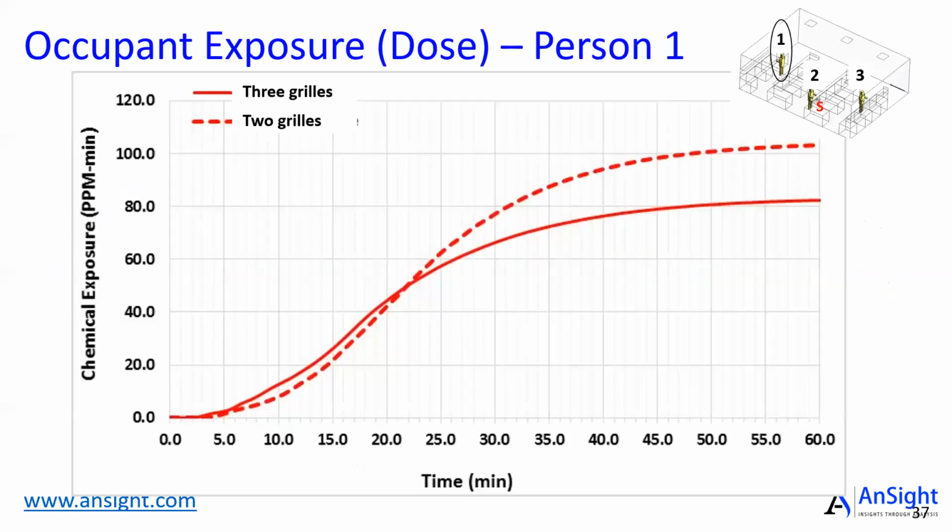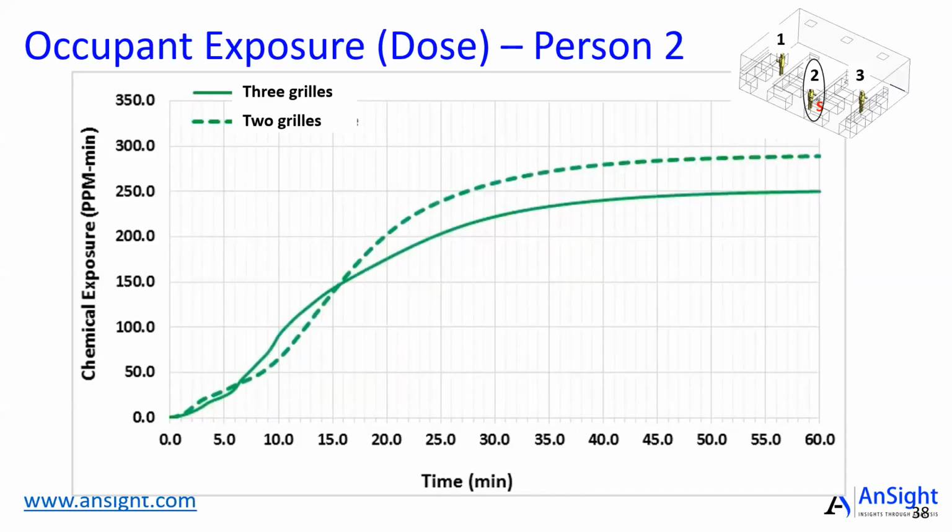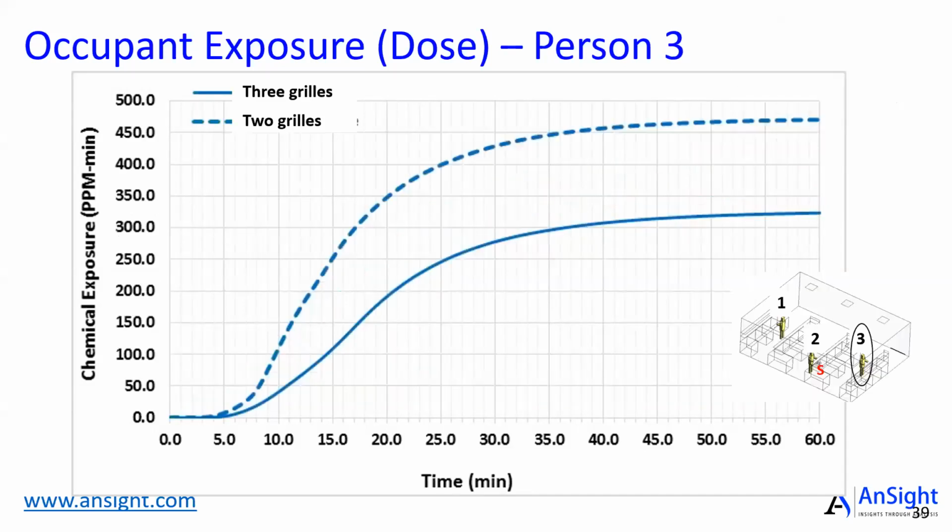Try to note that. What happens to the exposure dose? You can see here, this is with the 2 grills and this is with 3 grills. Significantly, the exposure level has gone down. What we did, not rocket science, we created the path of least resistance for contaminants to leave the space. And just by adding one more exhaust grill into the space, what happens to person 2? Same thing. We have significantly reduced the exposure. And for person 3, it is very significant. You can see by just adding one more grill, we can reduce this person's exposure significantly.